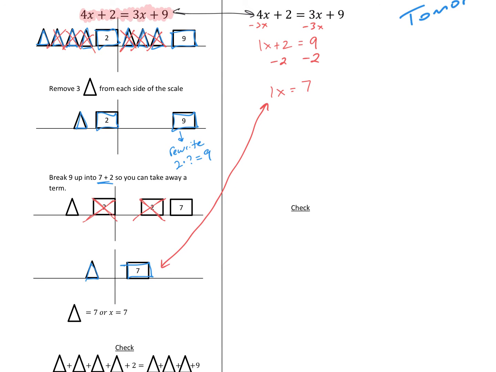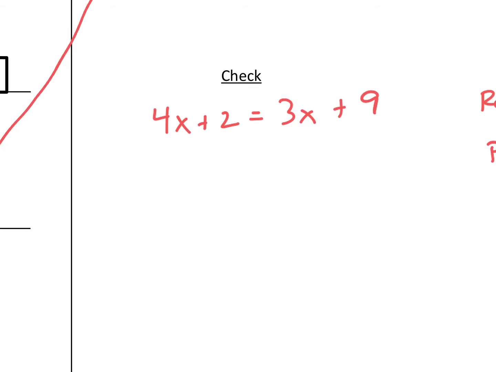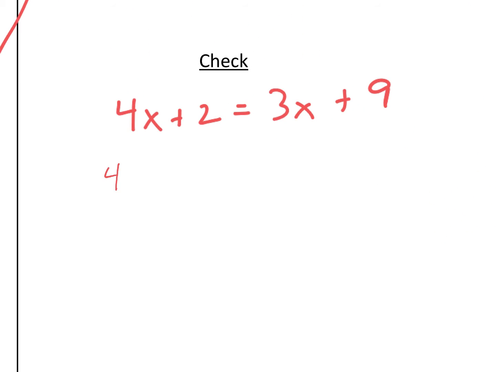Checking it is very similar to what we did with the visual representation. The difference is we're not going to be using pawns anymore. We're just going to be using the equation. So I start with 4x plus 2 equals 3x plus 9. So step 1 is rewrite. Step 2, you're going to plug in the solution you got. So the solution we got was 7. So I'm going to plug that in for the x's. Now when I do that, remember this 4x means 4 times x. So this should become 4 times 7. And the 3x means 3 times x. So it should be 3 times 7.